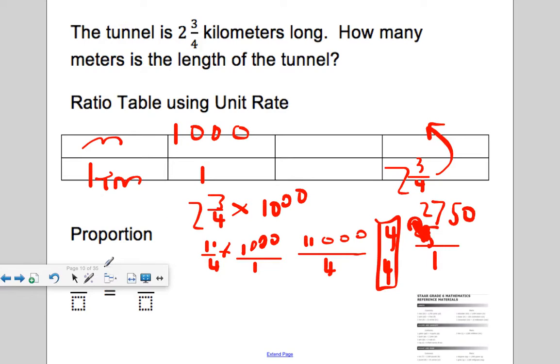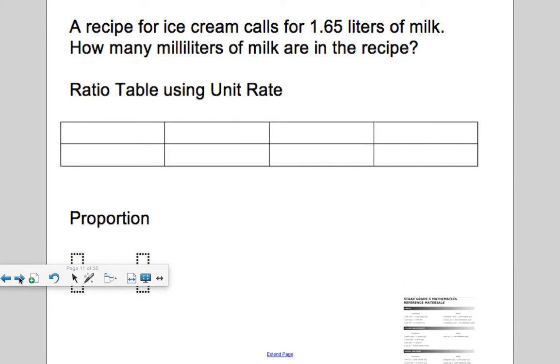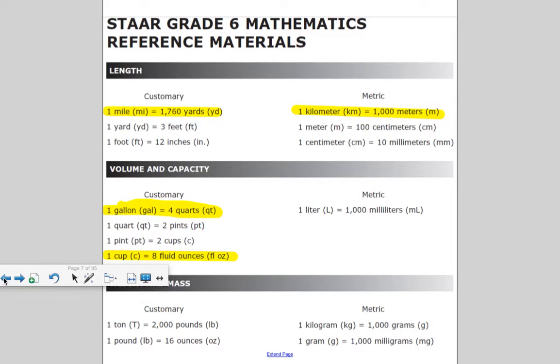Next example. A recipe for ice cream calls for 1.6500 liters of milk. How many milliliters is that? I have no idea, so let's go and look at my chart. Liters. Oh, here it is. 1 liter has 1,000 milliliters.